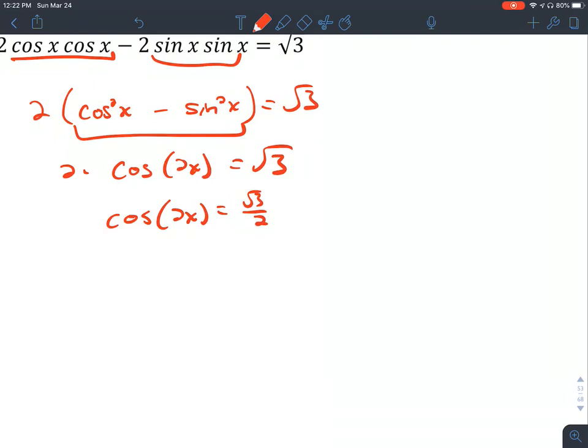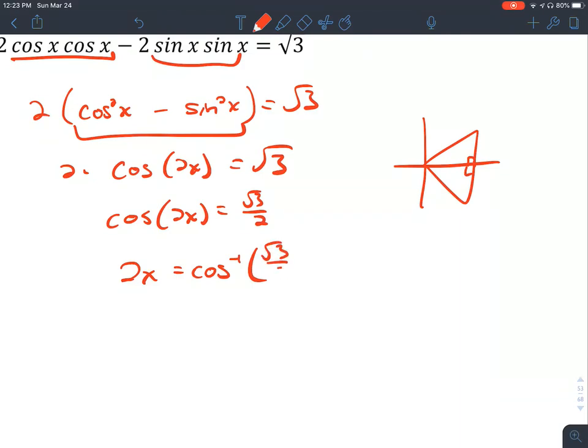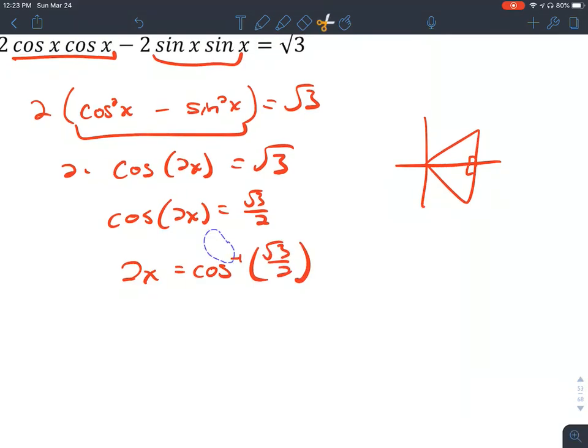Now let's figure out, when is cosine positive? Cosine's positive in quadrants 1 and 4. I guess I should get 2x by itself. If I use cosine inverse on both sides, I get cosine inverse of square root of 3 over 2. Square root of 3 over 2 is in a 30, 60, 90. Pi over 6, pi over 3, 90. If x is square root of 3 over 2, that makes this angle up here pi over 6. It makes this pi over 3.